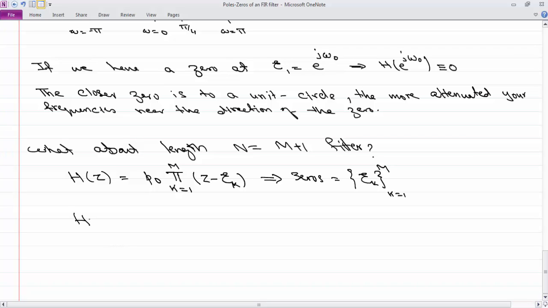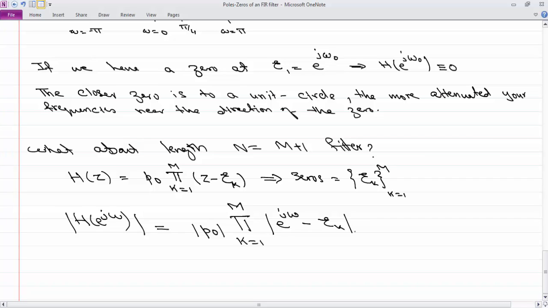Well, again, we can just write down what we wrote earlier. The absolute value of H of e to the j omega is simply the z transform evaluated at the unit circle, and then the absolute value of the terms being multiplied, we can take the absolute values inside. So I get the absolute value of p0, which is just a factor that affects all frequencies equally. It's not a function of little omega. Then the product for k equal to 1 to M of e to the j omega minus zeta k.